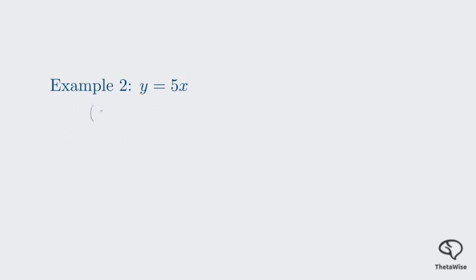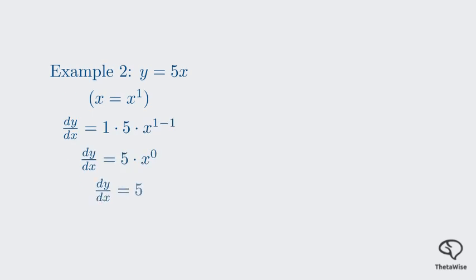What about a linear term like y equals 5x? Remember that x is the same as x to the power of 1. If we multiply by the power, we get 5. Subtracting 1 from the power gives us x to the power of 0. Since anything to the power of 0 is 1, the derivative is simply 5. This makes sense because the gradient of a straight line is constant.